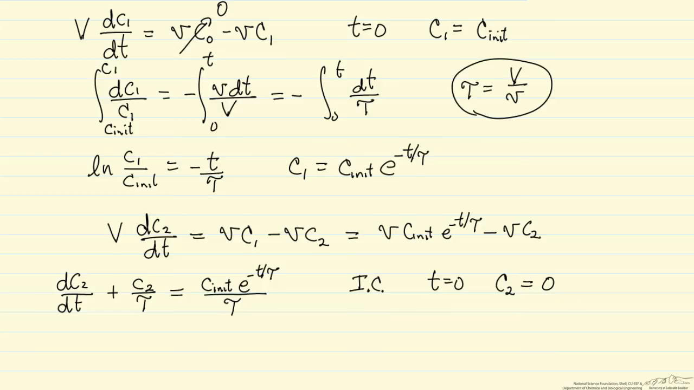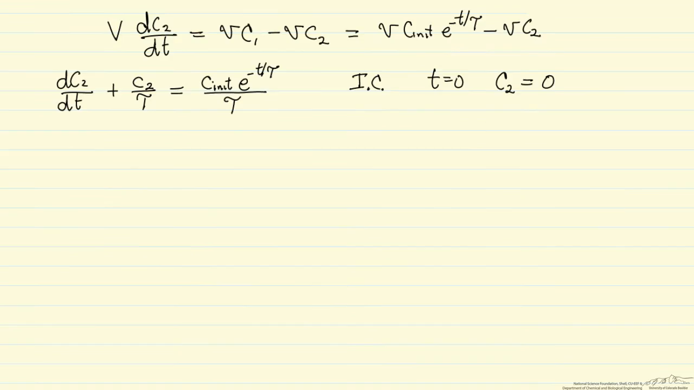We've injected tracer into the first reactor only, so there's been no time for tracer to get into the second reactor. Now we can solve this differential equation using an integrating factor. I won't go into explanation. You can find explanation of integrating factors elsewhere. We're going to use e to the t over tau as our integrating factor.